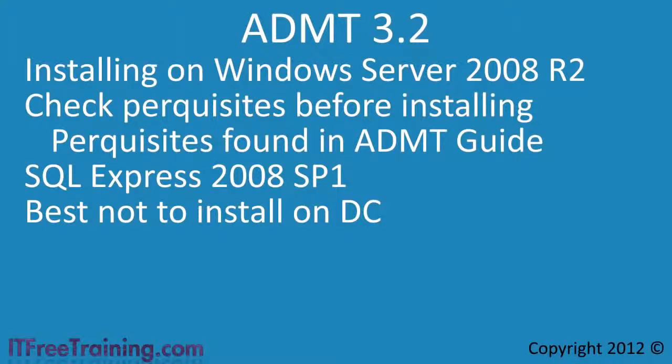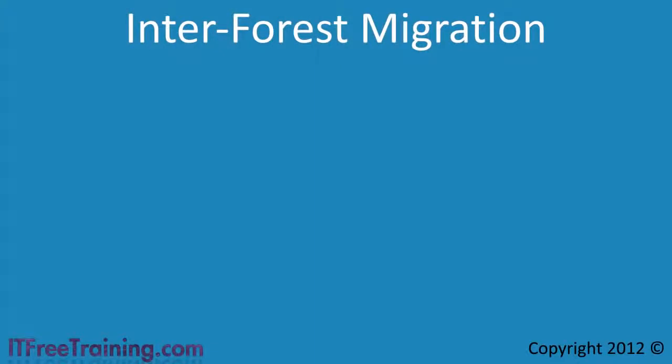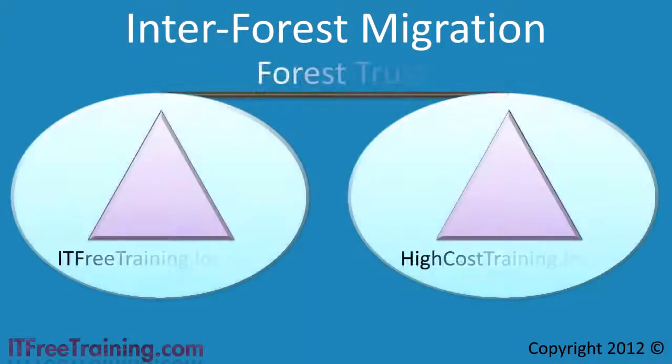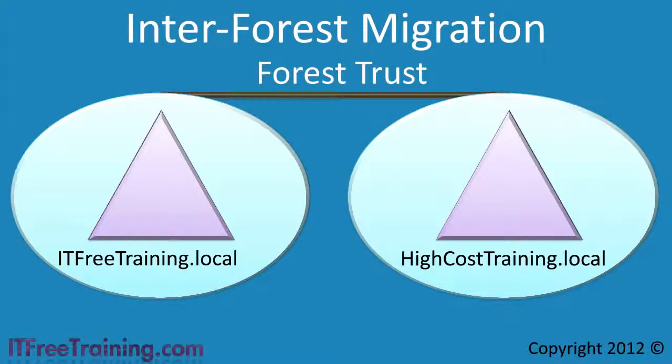Before I start looking at how to install and use the ADMT tool, I will first look at some concepts and terminologies that you should be aware of before you start moving objects around Active Directory. The first term is inter-forest migration. This is when the source domain and target domain are in different forests. As shown here, the domain IT Free Training and High Cost Training are separated by a forest trust. The domains could be separated by another trust type. The important thing to remember is that when the domains are not part of the same forest, the migration is considered to be inter-forest migration.